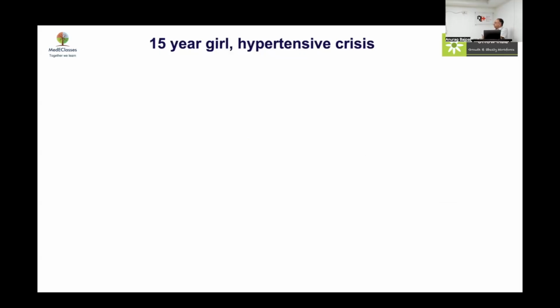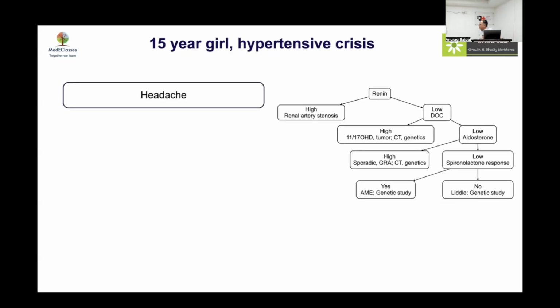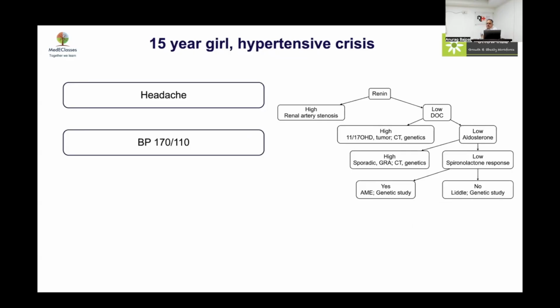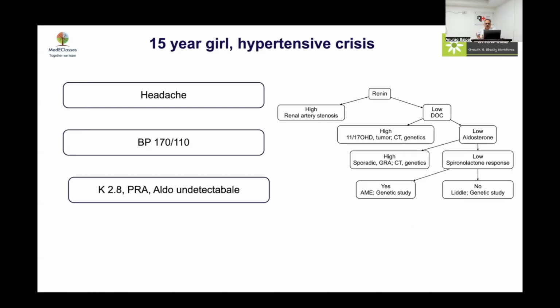Dr. Vibha, 15-year-old girl with hypertensive crisis with headache and BP is very, very high. Potassium is 2.8. Everything is undetectable. PRA and aldo is undetectable. So there could be two possibilities. Yes. The AME and one other would be Liddle's. Do you think this is too late for Liddle? Yes, for Liddle it is late, but it would be acquired AME.